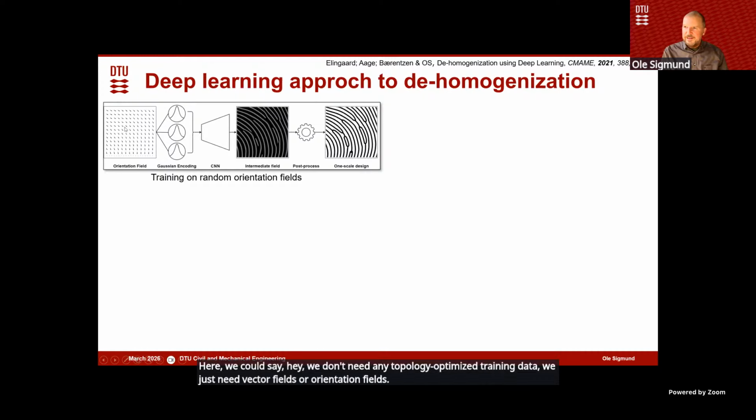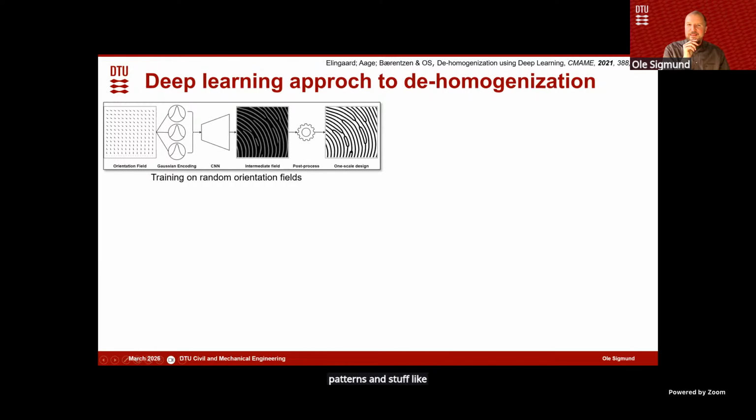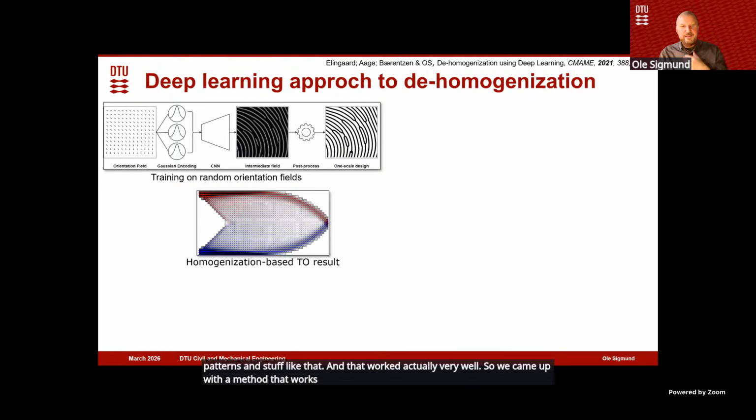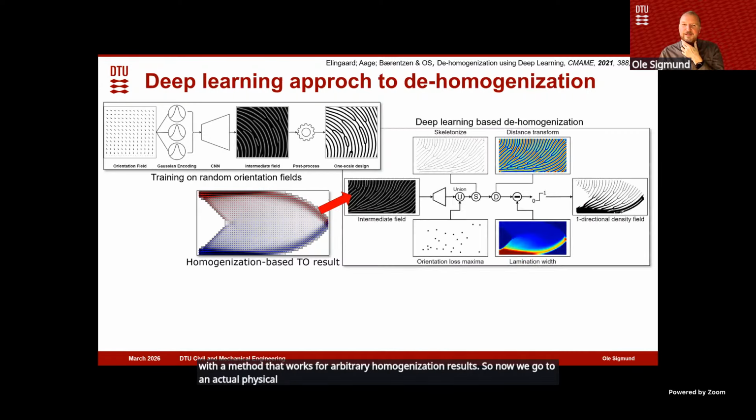So we generated a lot of random orientation fields, put them into a Gaussian encoding, and fed them into a convolutional neural network. And then we trained it on pictures of how we wanted them to look, with periodic patterns and stuff like that. And that worked actually very well. So we came up with a method that works for arbitrary homogenization results. So now we go to an actual physical orientation field.